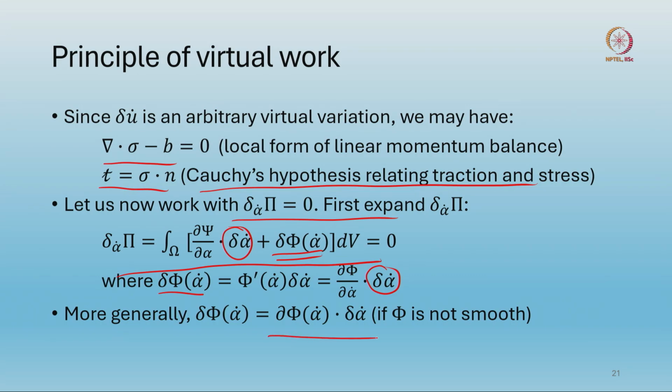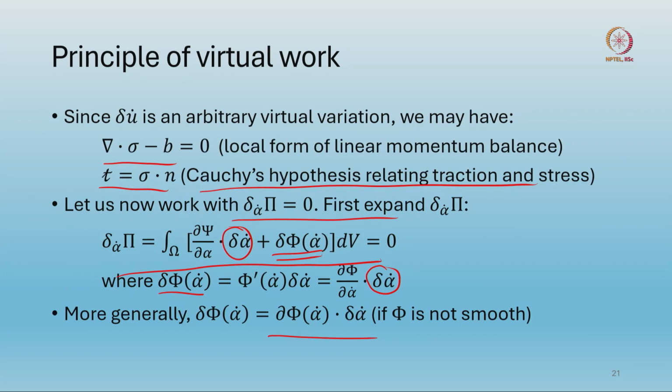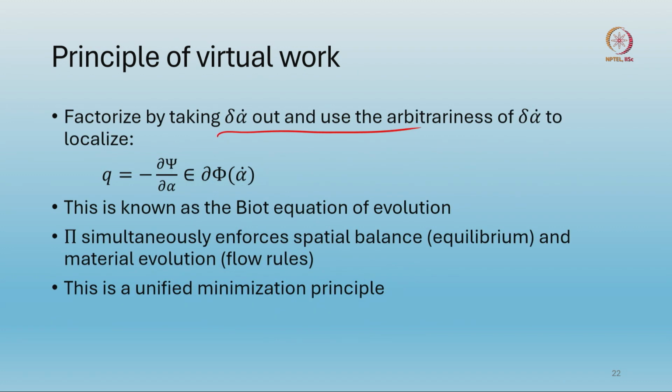Now, as in the last case, we will take delta alpha dot common outside and see what comes inside, what comes as a factor. So factorize, take delta alpha dot out and use the arbitrariness of delta alpha dot to localize this. So delta alpha dot has gone out. You now have this requirement, that is q, which is basically the gradient of phi with respect to alpha dot, must be equal to, you forget about this, because everything is continuous.